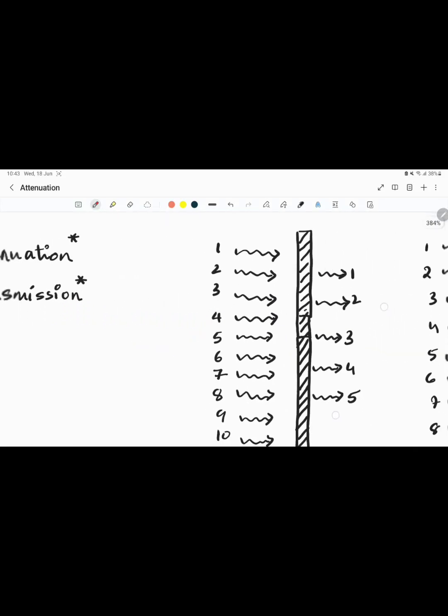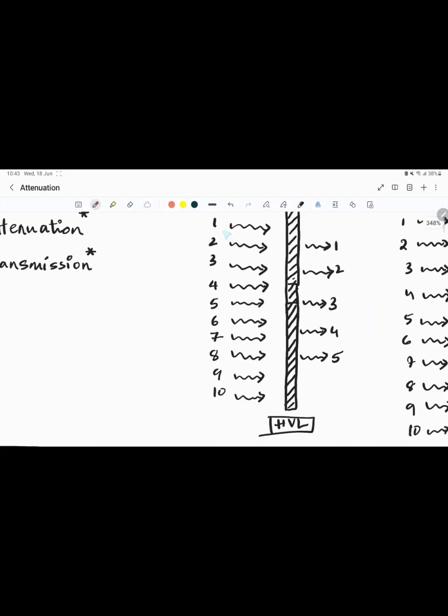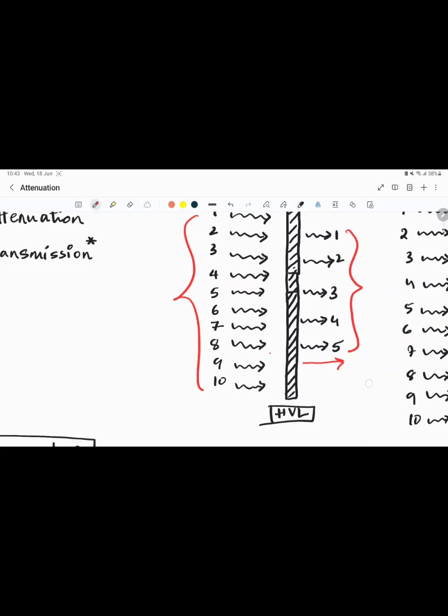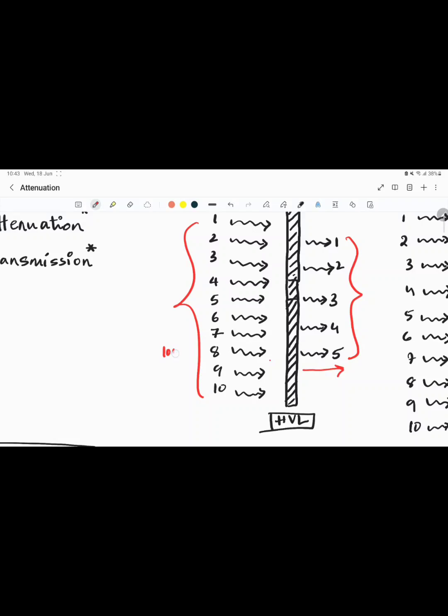So if this is a block of material, and if these are 10 photons, and 5 are attenuated and 5 are transmitted, the rest of the 5 are attenuated. Okay, this was 100% before, now it has become 50%, right? So that makes us half. That is the half value layer of the material: the thickness of the material which makes the intensity of the photons, the number of photons, into half.